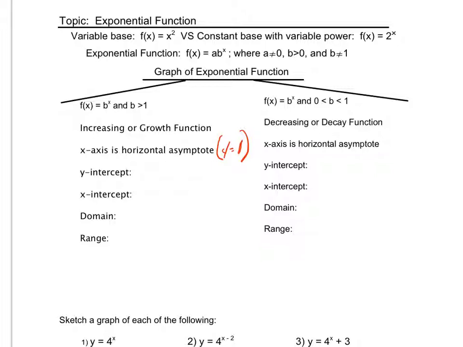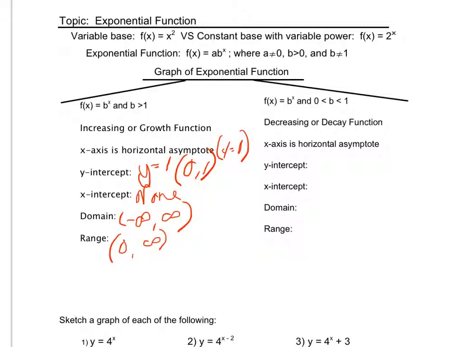When I look at my intercepts, the x-intercept therefore is not going to exist since I can't actually touch the x-axis. My y-intercept is always going to be 1. So when x is 0, y is 1. My x-intercept will not exist because, remember, I have that horizontal asymptote there. My domain is going to go from negative infinity up to infinity. And my range, because I can't actually get down to y equals 0, is going to start at y equals 0 and go up to infinity.